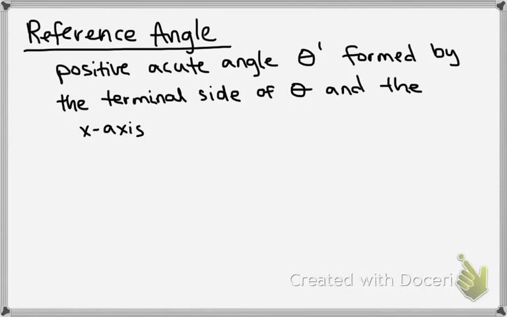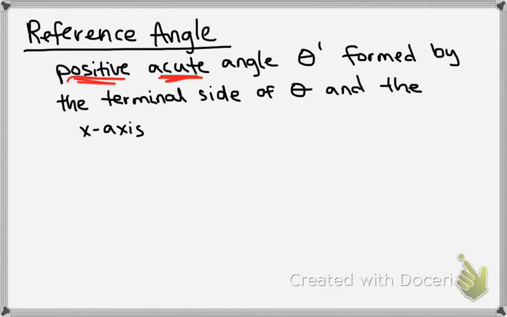The second part of today's lesson looks at what are called reference angles. And these are positive acute angles, and we represent it by this theta prime, so a theta with a little mark above it, formed by the terminal side of theta and the x-axis. Now remember, we will be going to the closest part of the x-axis in order to make it an acute angle. So keep in mind that it does always have to be positive and acute. So those are two key things with your reference angles. You've got to make sure that we have positive acute angles.